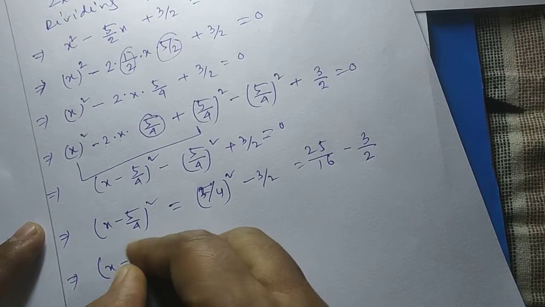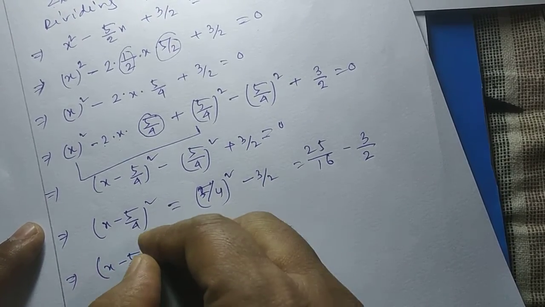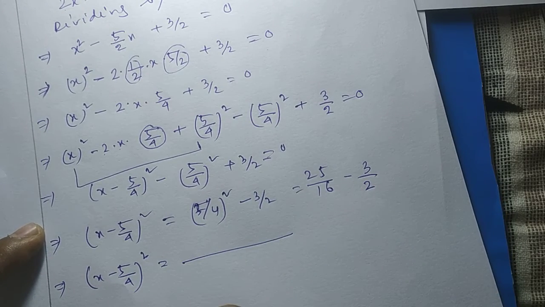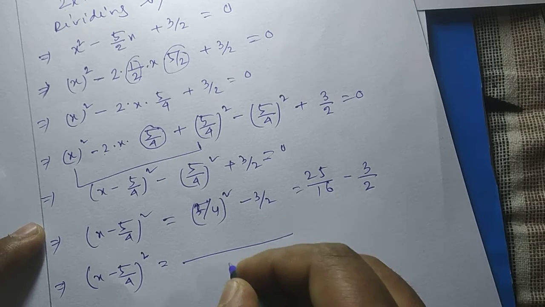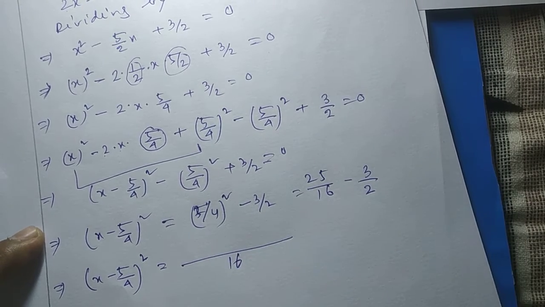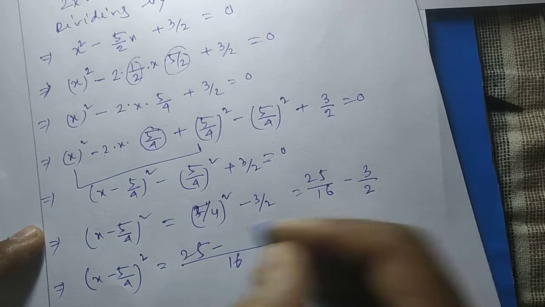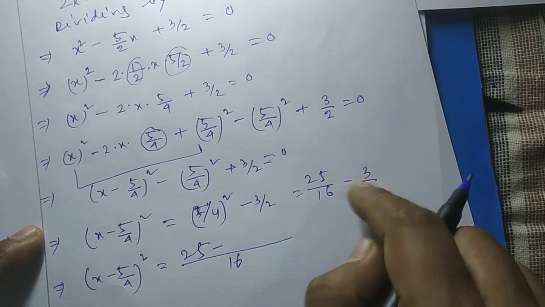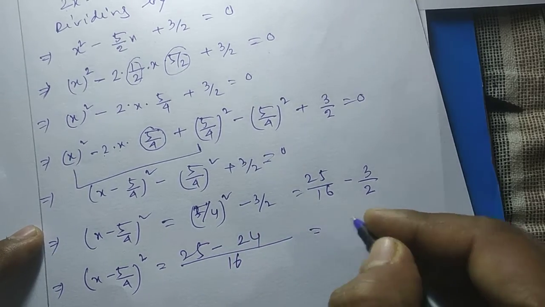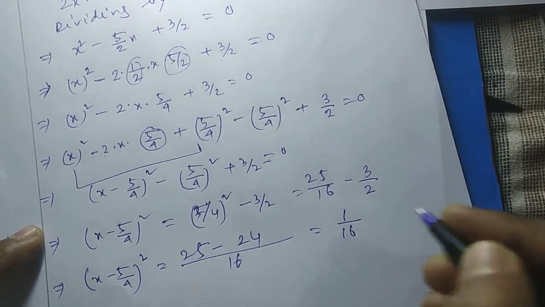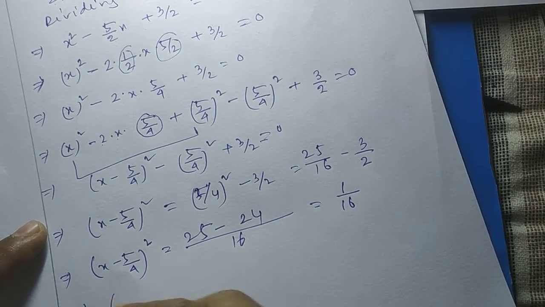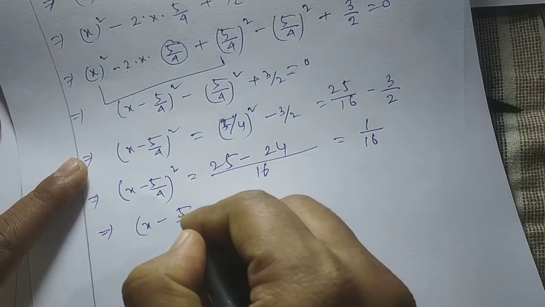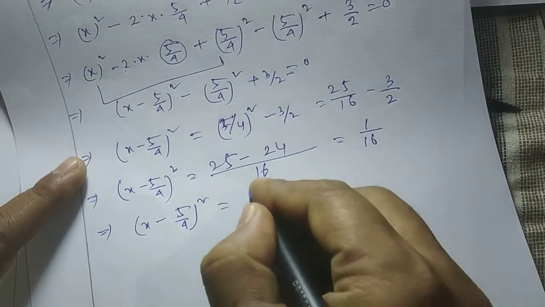Now it becomes (x − 5/4) whole square equal to, let us do LCM for the purpose of minus. 16 will be the LCM: 25, 16 by 2 is 8. This 8 will be multiplied with 3, 24. We know how to do minus of fractions. So ultimately we got (x − 5/4) whole square equal to 1 by 16. Correct?